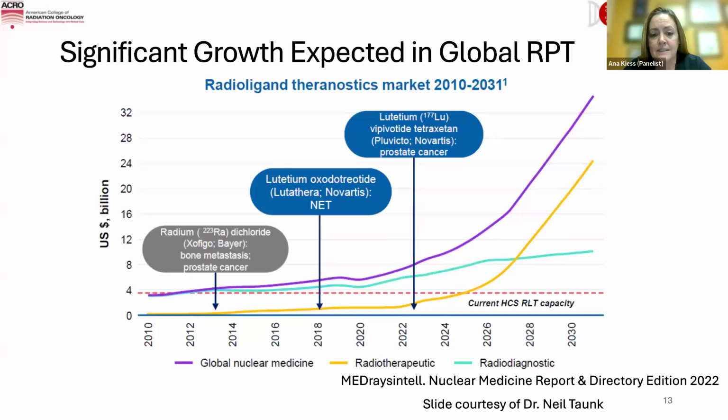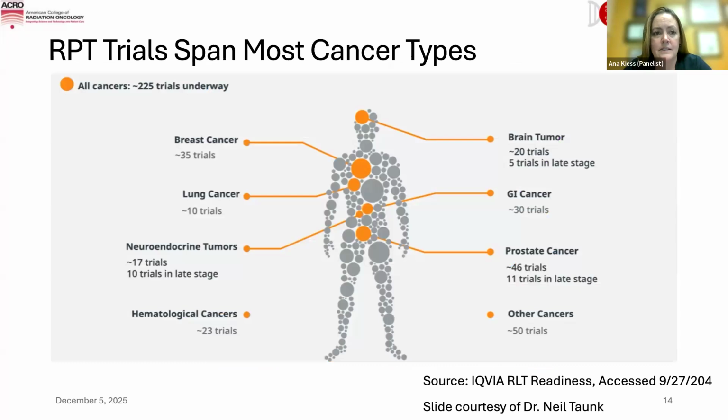And that the current capacity for treating with these drugs in the United States is not quite capable of meeting that need. So that's the red dotted line at the bottom. Next slide. And then these current trials span many different cancer types. Basically, there are drugs in development for all major categories and disease sites. Next slide.